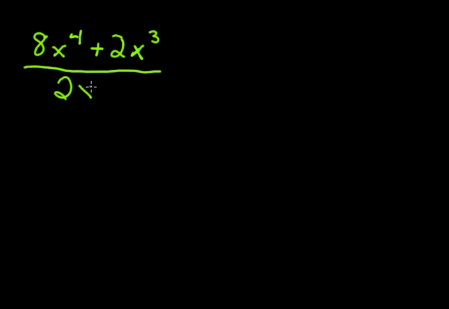So I have 8x to the fourth plus 2x cubed. There's my polynomial. I'm going to divide it by a monomial. Now there are two techniques people tend to use to do this. I'm going to show you both techniques.